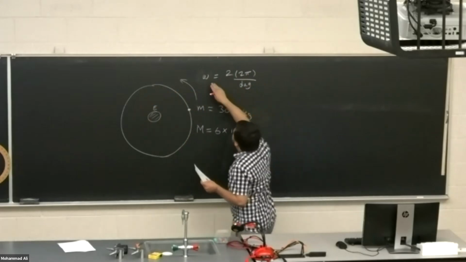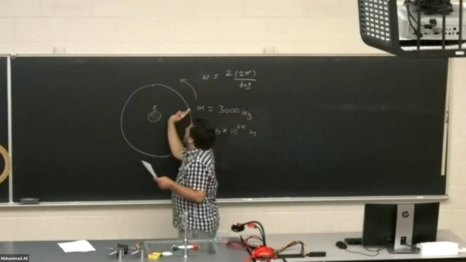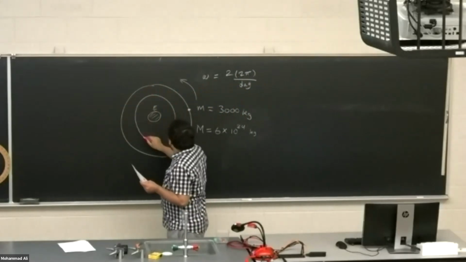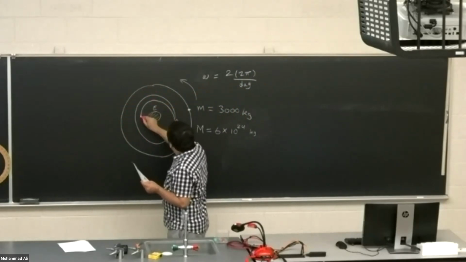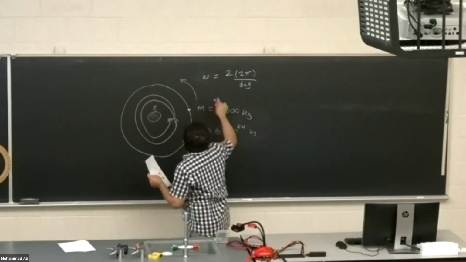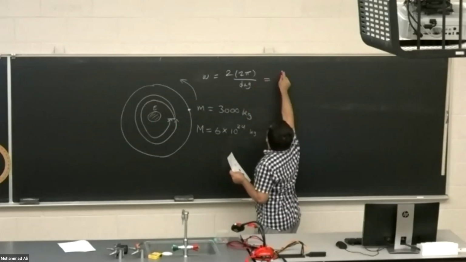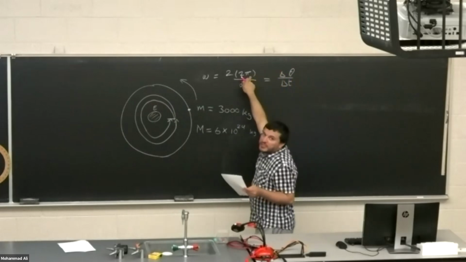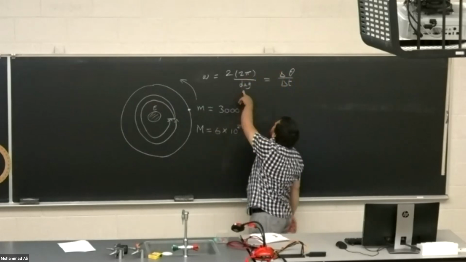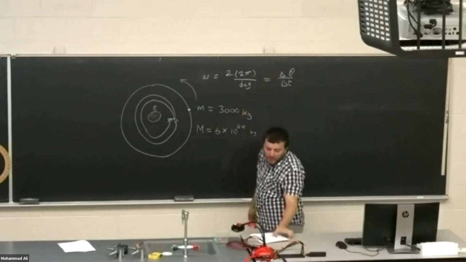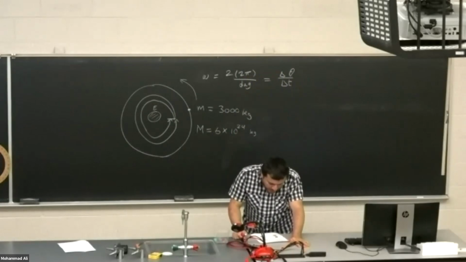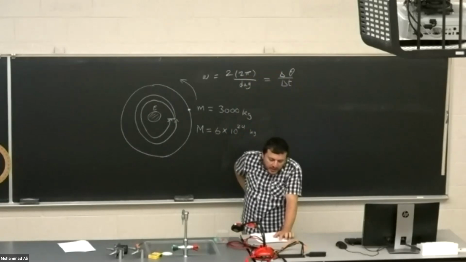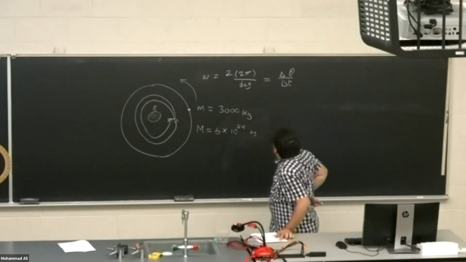We know that omega is equal to the change in angular position over delta t. It is equal to delta theta over delta t. Delta theta is 2 rotations, which is 2 pi. Delta t is 2 days. I gave it to you. Yes, each one day is 86,400 seconds.